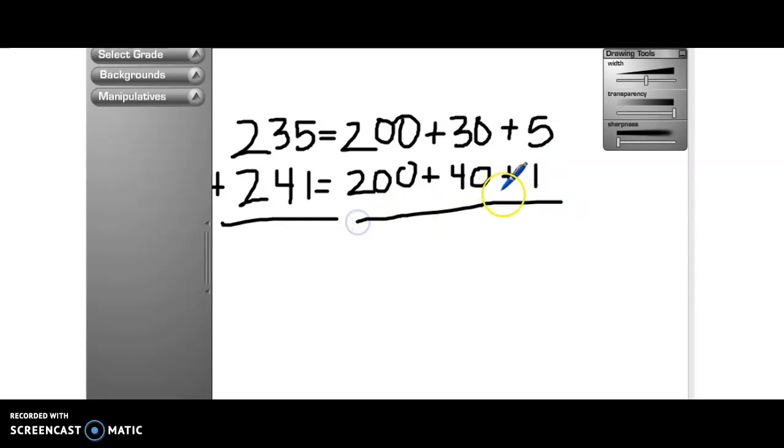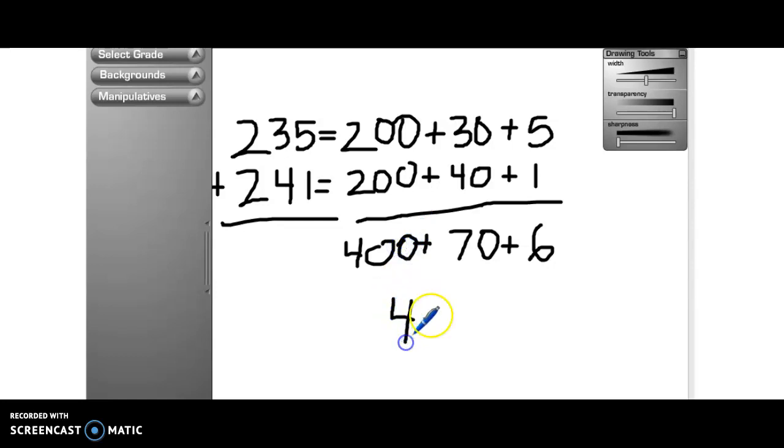So when I add all these together, I'm going to add them by place value. So 5 plus 1 is 6. 30 plus 40 is 70. Bring down the addition sign. And 200 plus 200 is 400. So when I add all of them together, I would get 476 because I take the front numbers just like this. 4, 7, 6 to equal 476.